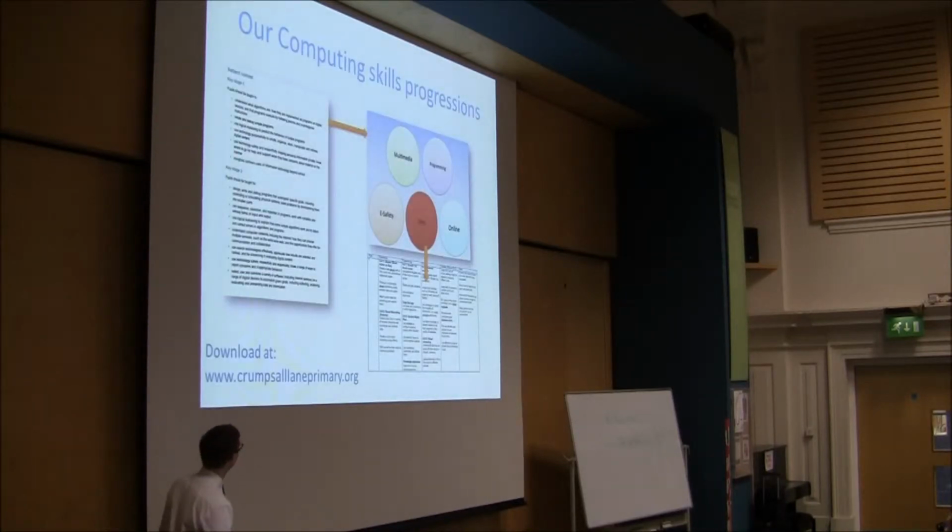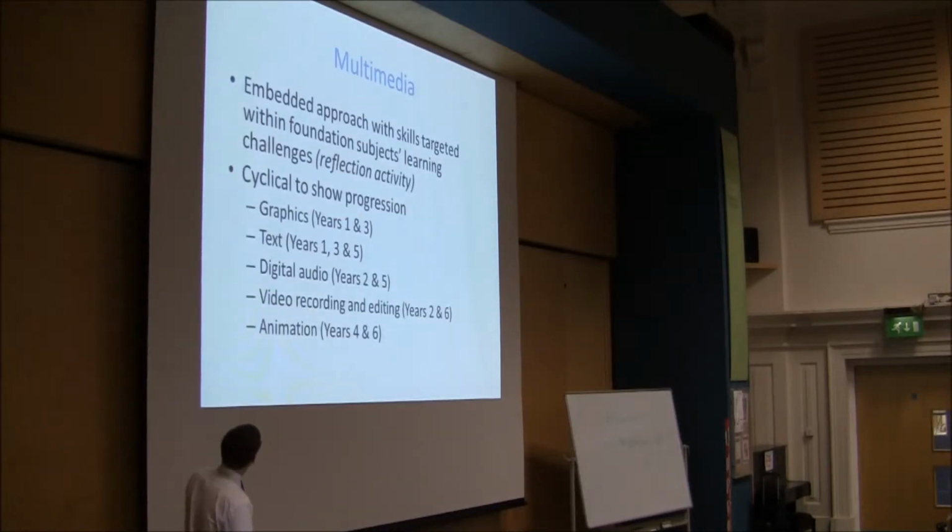Sorry, I'm just going to go back one and say that after we settled on those 5 areas for our curriculum, we then wrote skills progressions, and there's a screenshot there for each of those areas. You can see the screenshot is for Year 5. So when I talk about the skills that the teachers are targeting, that's the document that they work from. These are the different media types that we cover in multimedia. You can see there graphics, text, digital audio, video and animation. And we revisit the media types at least twice, with text 3 times, over the course of pupils' journeys through Key Stage 1 and Key Stage 2 so that we can show progression.